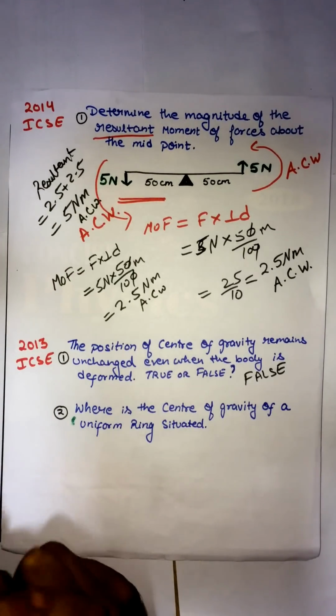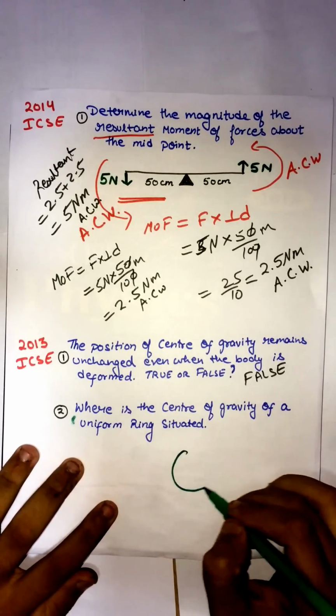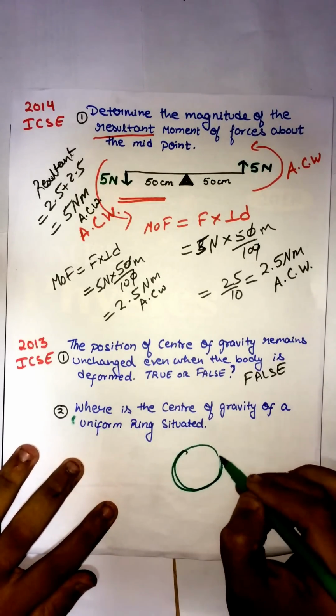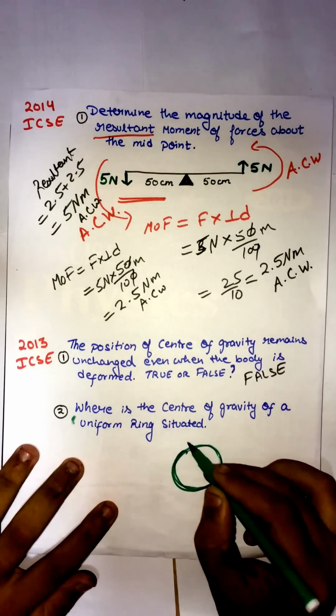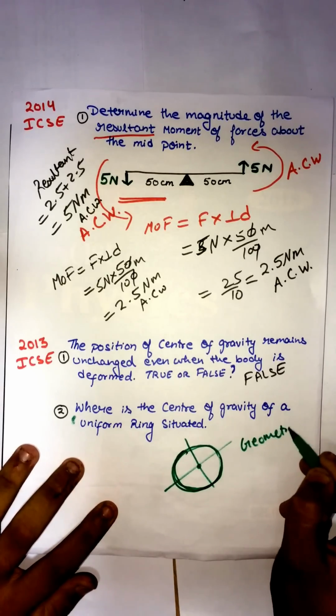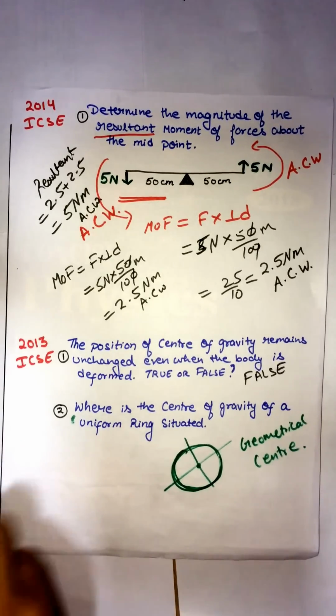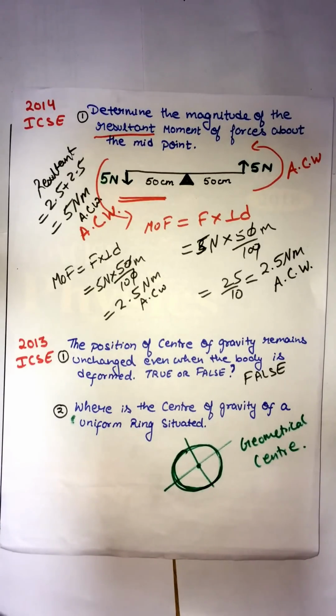The next question is, where is the center of gravity of a uniform ring situated? So the most easy one, this is a ring and it is uniform, so the mass is same everywhere. Where is the center of gravity? Definitely at its geometrical center.